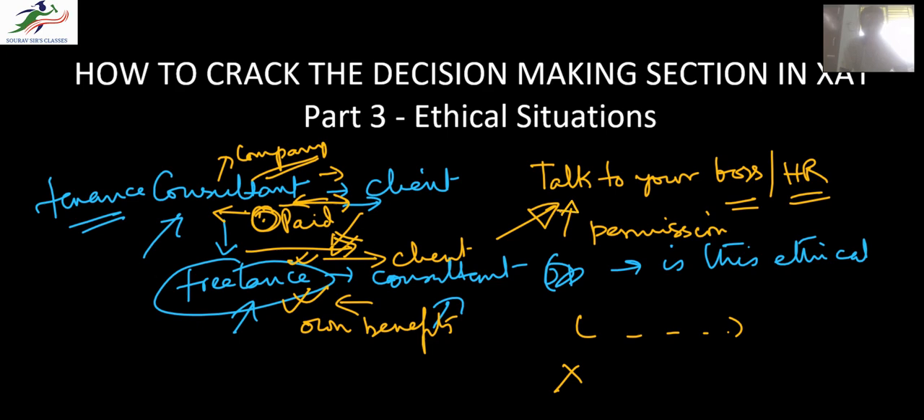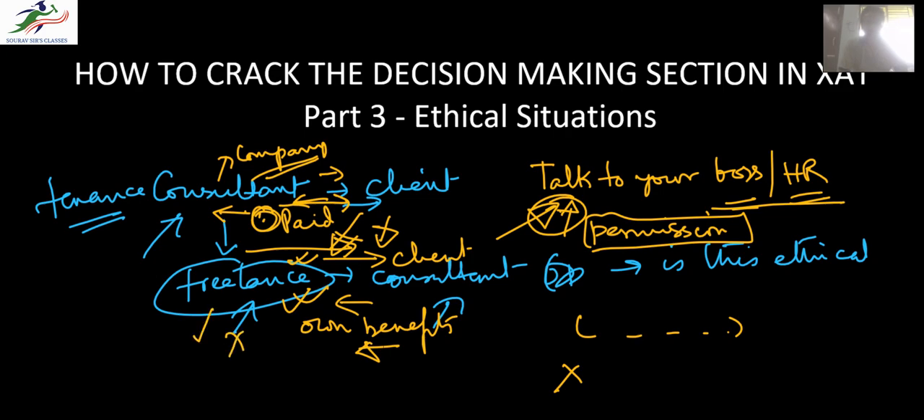especially in cases where in your appointment letter it is very clearly written that you cannot be engaged in any other activities which will earn money for you. So be very careful about these situations. Talk to your boss or HR, get their consent, and then depending on that you can go ahead with your freelancing or not.